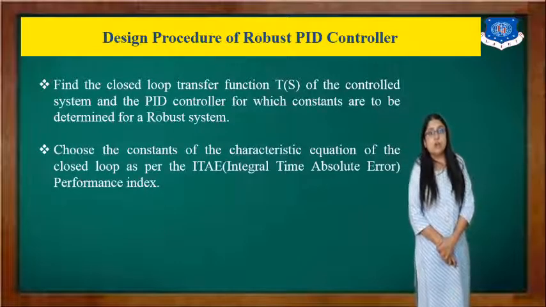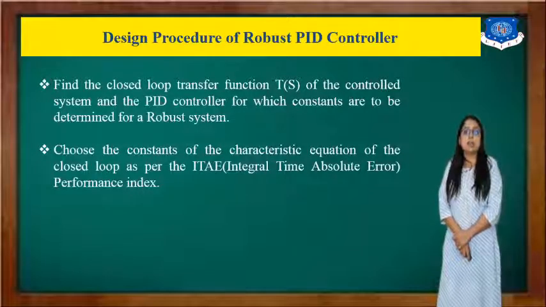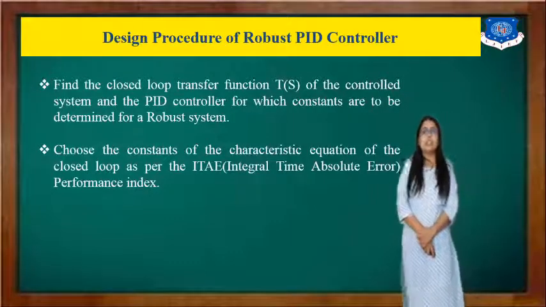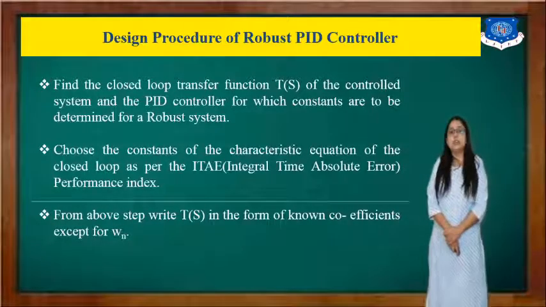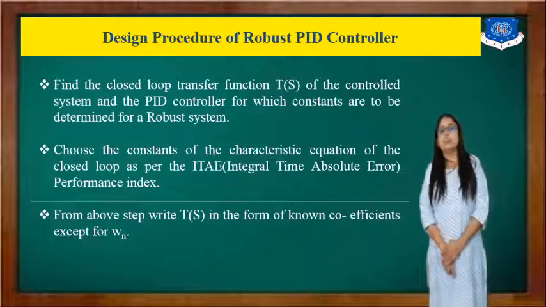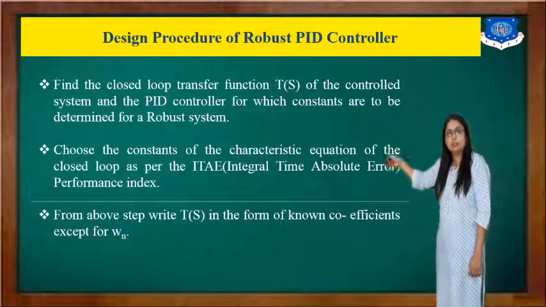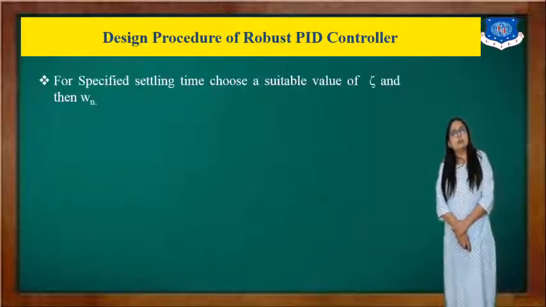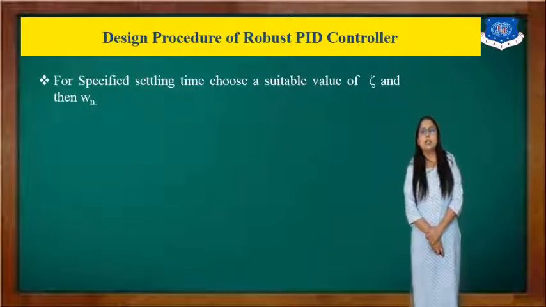Then the second step is what? You have to use the ITAE. What is ITAE? That is integral time absolute error. So choose the constants of the characteristic equation for the closed loop system as per the ITAE. And then from the above step, write the T(s) in non-coefficient form except omega n. So whatever parameter you are finding, you have to write in terms of T(s). And then for the specified settling time, choose suitable values of zeta and omega n.